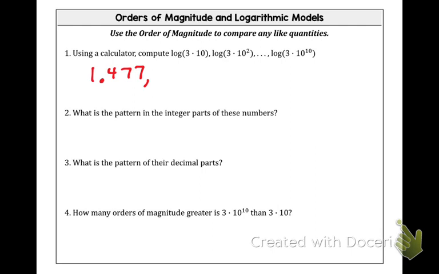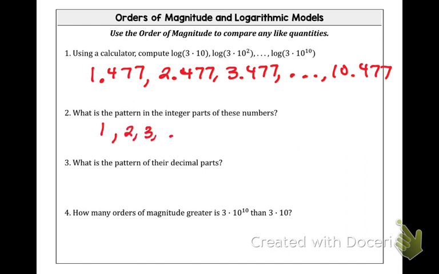Log of 3 times 10 squared gets me 2.477. And then I get 3.477 all the way up to 10.477. So what do we notice? All your whole digits, your ones numbers, are going from 1, 2, 3, up to 10, with that 0.477 being consistent. So the pattern of the decimal is that it continues to be 0.477.